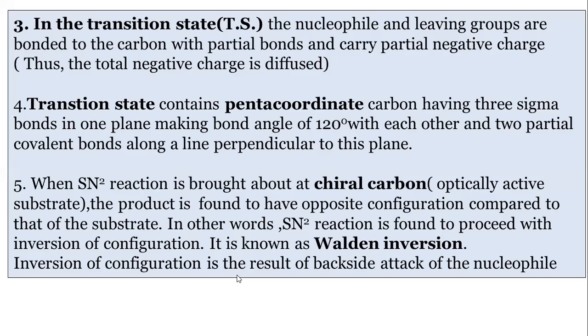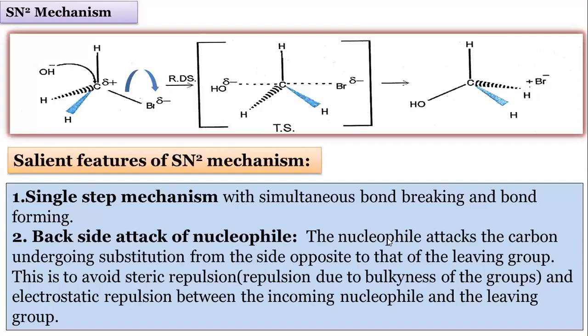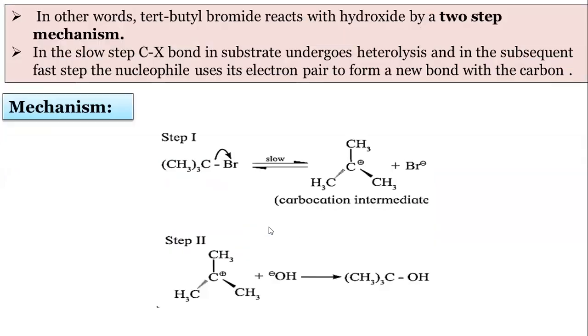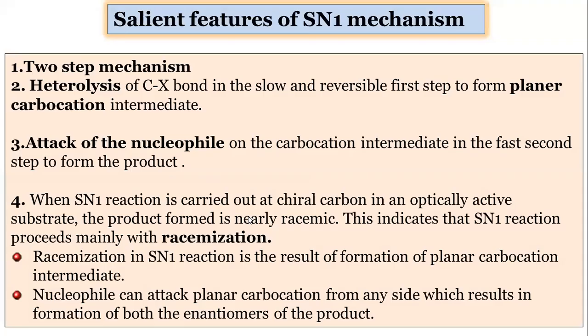And in the SN2 reaction, 100% inversion product is formed, meaning 100% dextro or 100% levo product will be formed. That is called inversion. Inversion means, see clearly in this diagram, again I am showing, the positions of these groups are changed. This is called inversion. And retention means the positions of these groups remain the same. This is called retention.